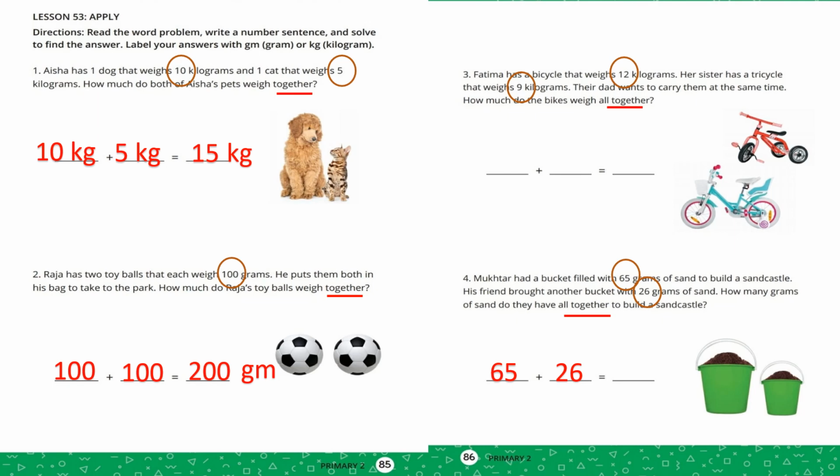To solve this, we must put the place above each digit, ones and tens. And we start from ones. Ones with ones. 5 plus 6 equals 11. So we put 1 and carry up 1. Tens with tens. 6 plus 2 equals 8. 8 plus 1 equals 9. Then we write 9. Then 65 plus 26 equals 91. Don't forget the unit. The unit here, grams. Then equals 91 grams.